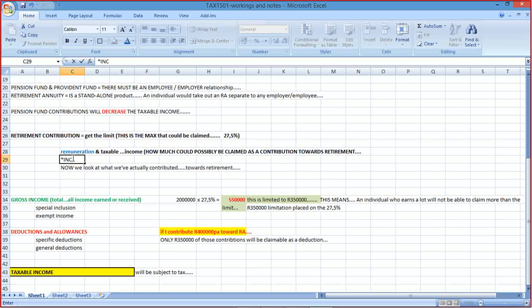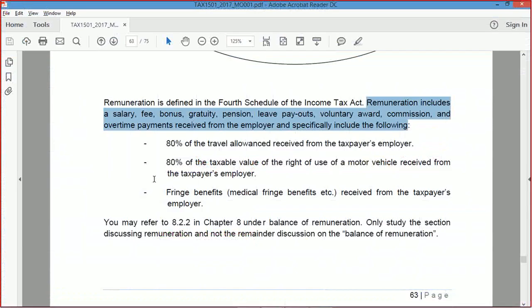Okay, this word over here, asterisk, the Income Tax Act defines what constitutes remuneration. Okay, meaning you can't put whatever you want in remuneration. You have to follow the rules. Right, so remuneration is your salary, any fee that you generate, any bonus that you get, any gratuity, any pension, any leave payout, any voluntary reward, any commission, any overtime. Okay, that's what you're allowed to include in your remuneration.